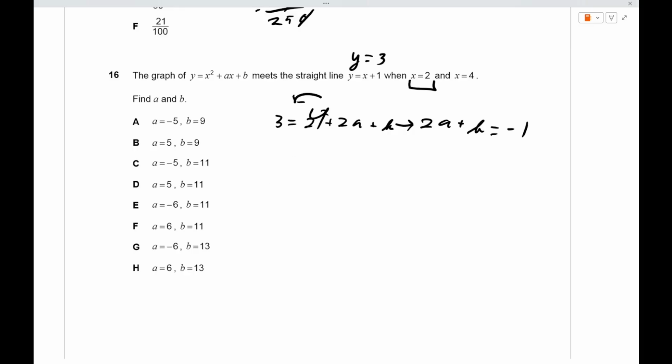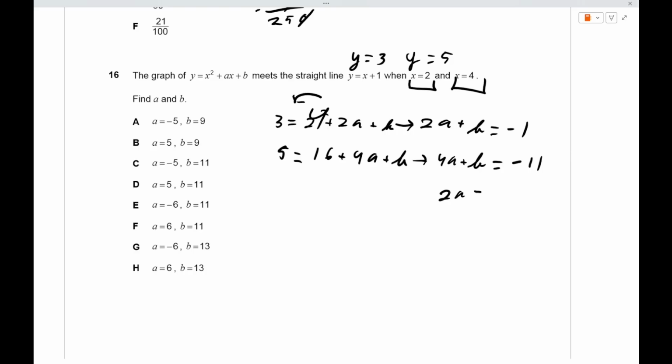Okay, then you know that the other solution is x equals 4. In that case, y is going to be equal to 5. So you have 5 is equal to 4 squared, which is 16, plus 4a plus b, which then you rearrange again to get 4a plus b is equal to -11. And here you just do your simultaneous equations. You can subtract them away. So then you have 2a is equal to -10, because you subtract. Then you have a is equal to -5, really simple. Then here, if you sub in again, then you have -10 plus b is equal to -1. So clearly you know that b is going to be equal to 9.